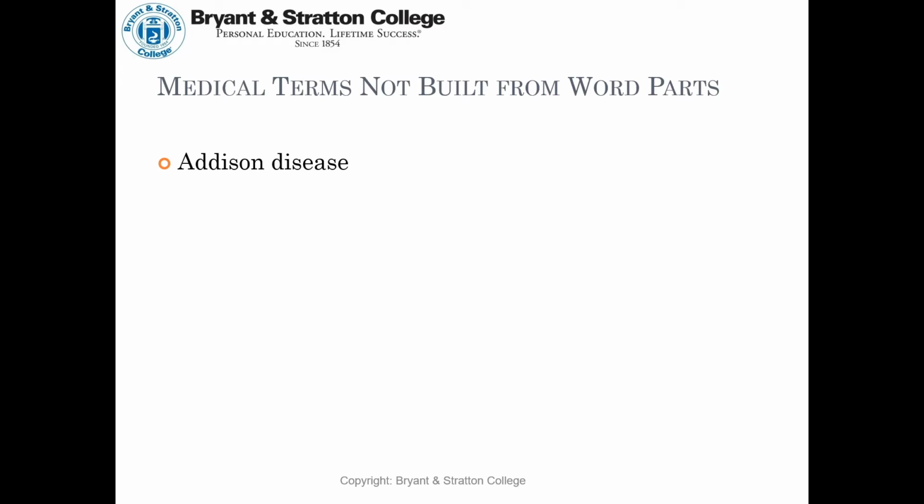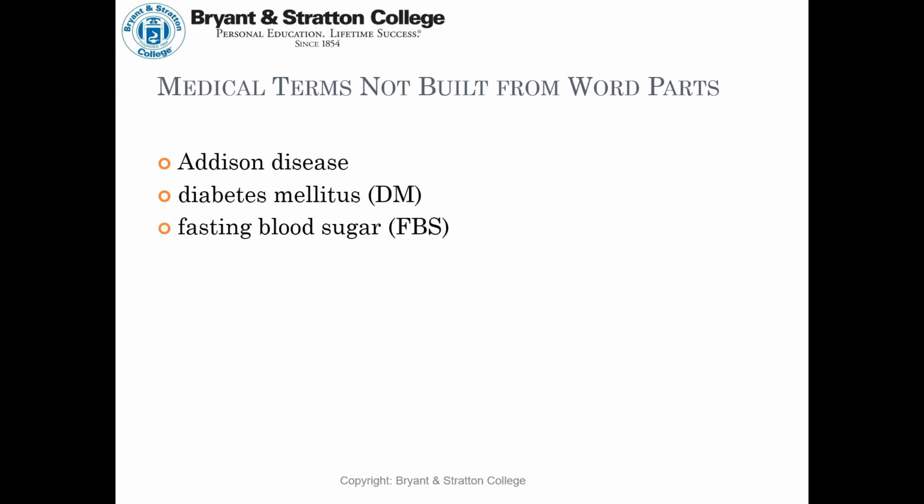Now, we have some terms here that don't have word parts. So, Addison's disease, diabetes mellitus. Now, remember, diabetes mellitus is type 1, type 2. Type 1 is the body doesn't produce insulin at all. Type 2 is the insulin resistance and the inability to produce enough insulin. The fasting blood sugar, we use that test to help with diabetes diagnosis. Glycated hemoglobin, this is the A1C level, again, used in monitoring and diagnosis of diabetes.